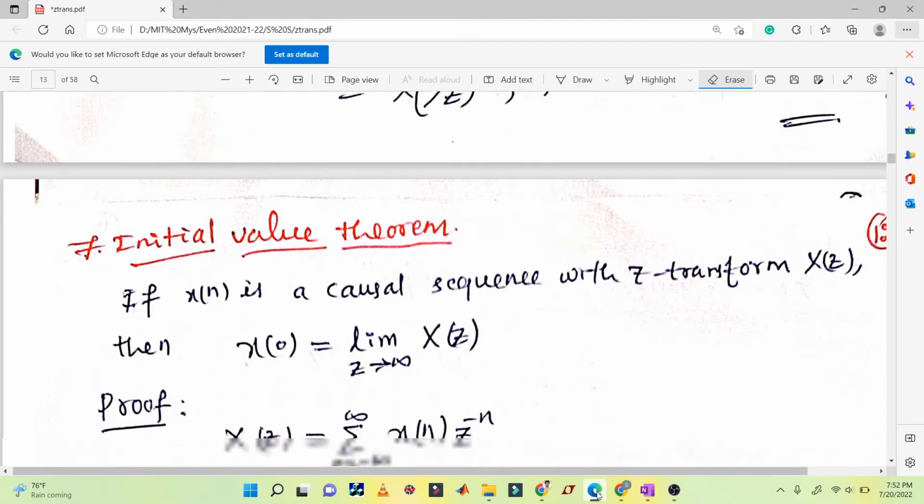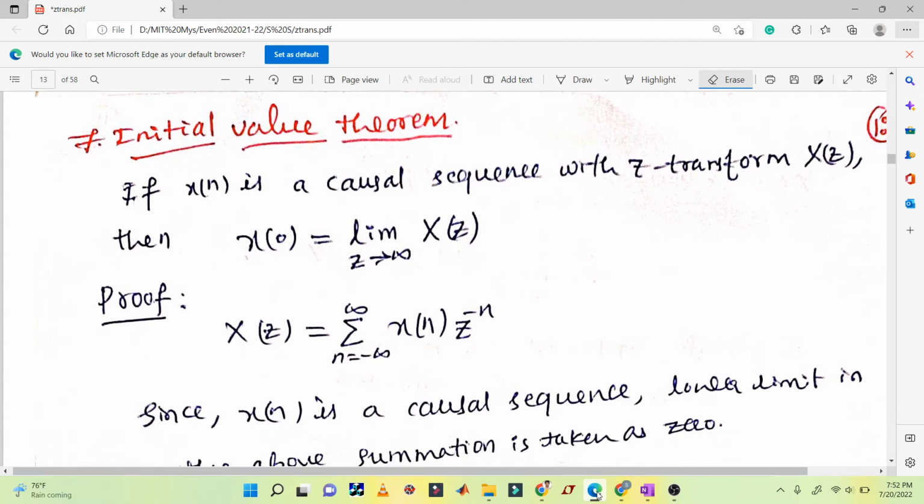Now the seventh one is the initial value theorem. I will explain it here itself, easier for you to understand. If x of n is a causal sequence with z transform x of z, then x of 0 is limit z tends to infinity x of z. Here, causal sequence means it is a right sided sequence, n greater than 0.